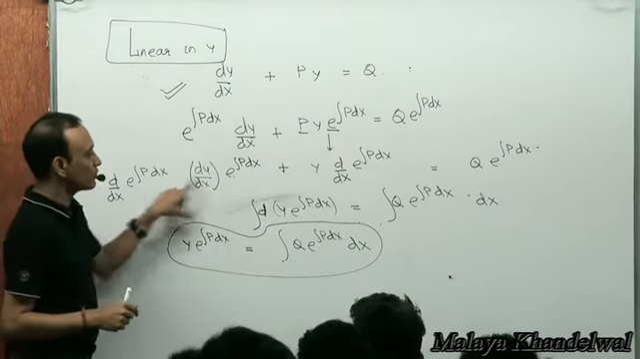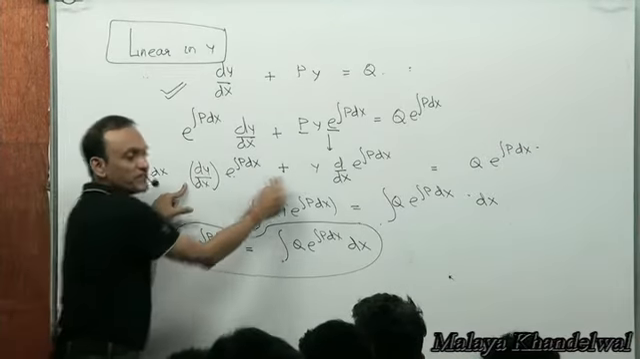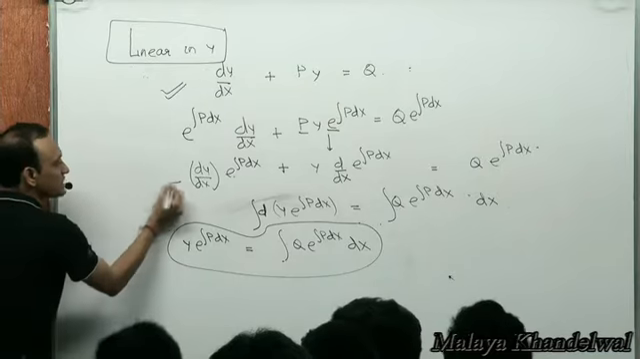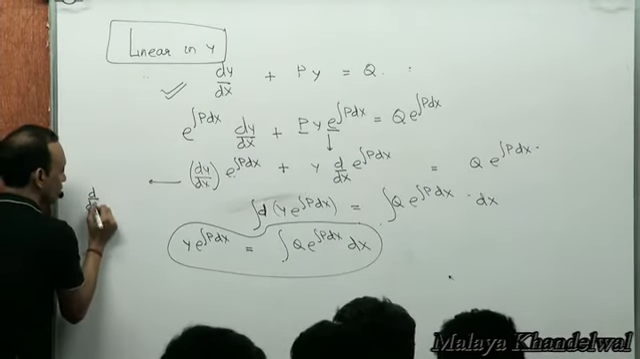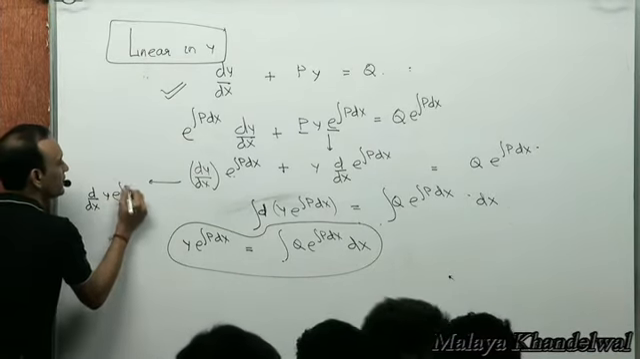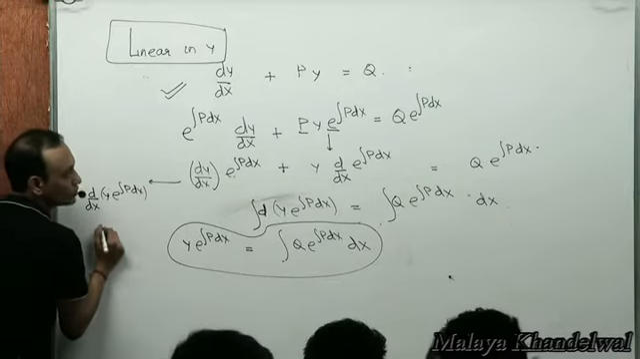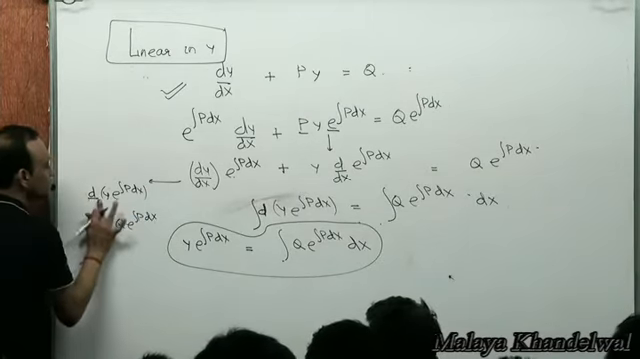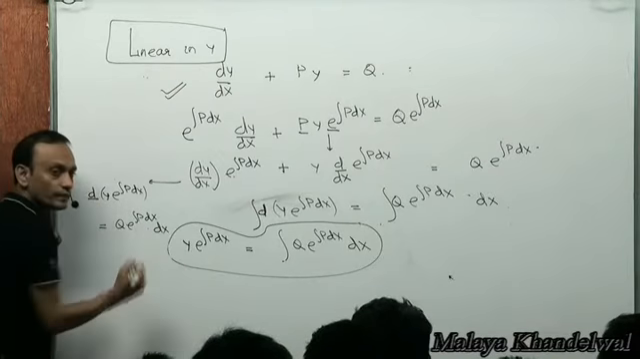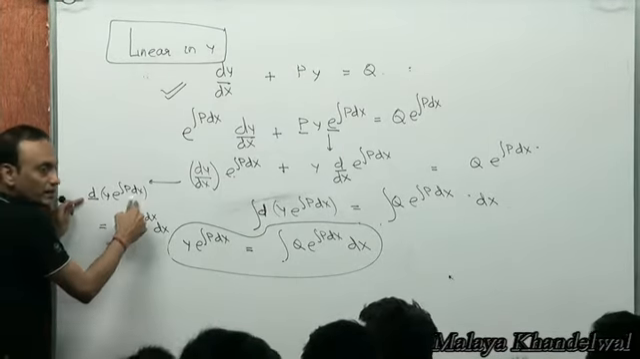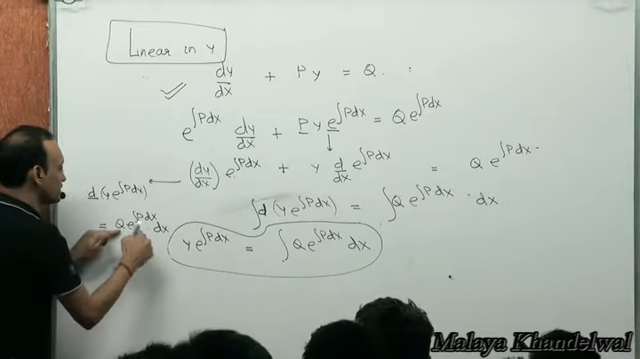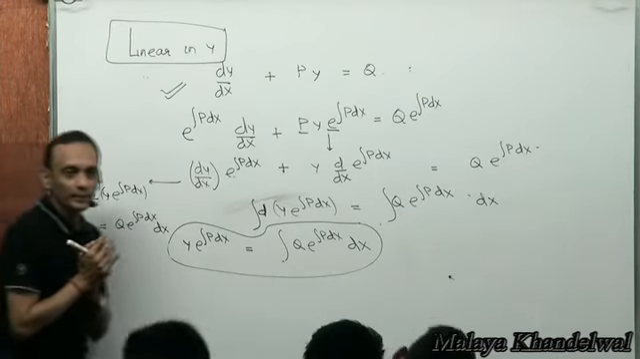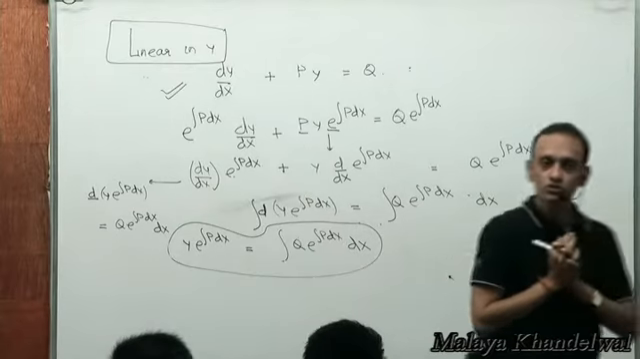From here to here, this is derivative of the product of two functions. The left hand side is d/dx of y e power integral p dx equal to q e power integral p dx, right? Integral dt will be t, which is y e power integral p dx, and this will be integral q e power integral p dx. Got me? That's the solution to this linear equation.